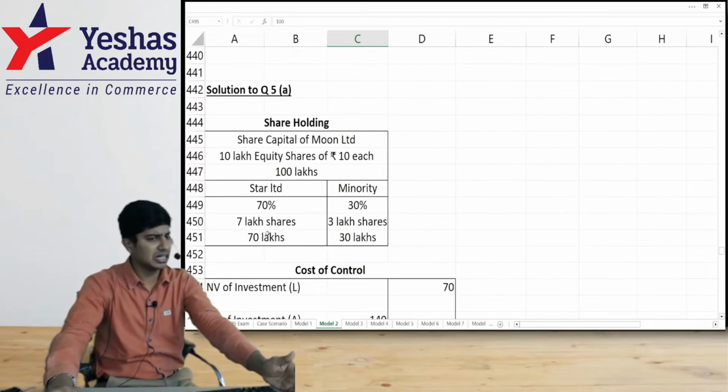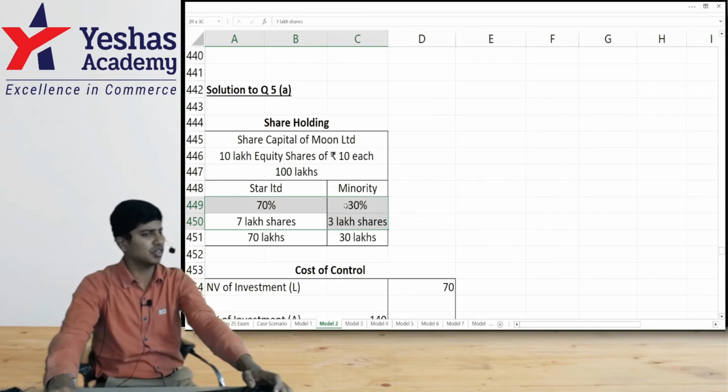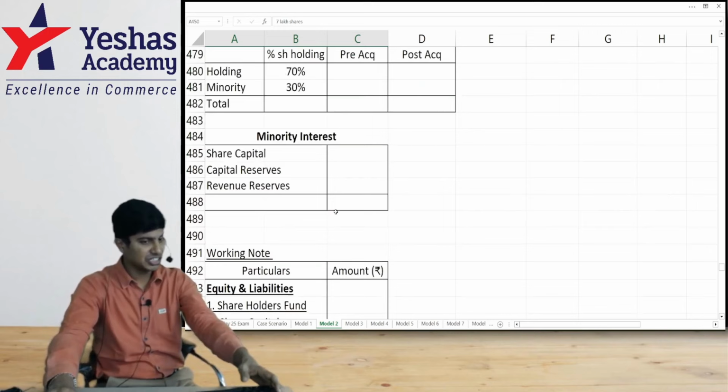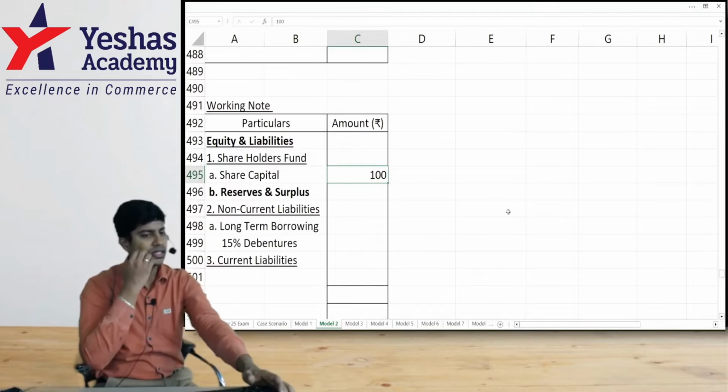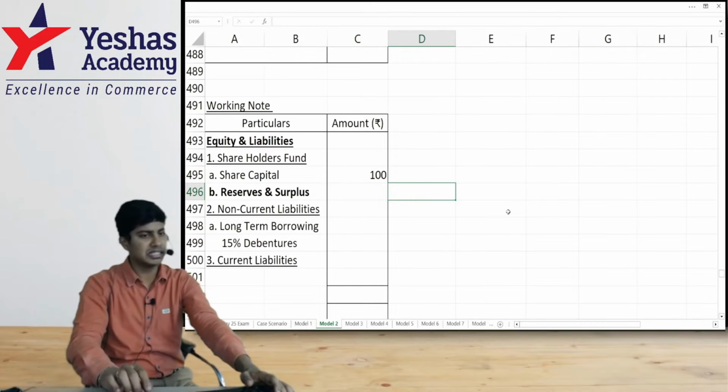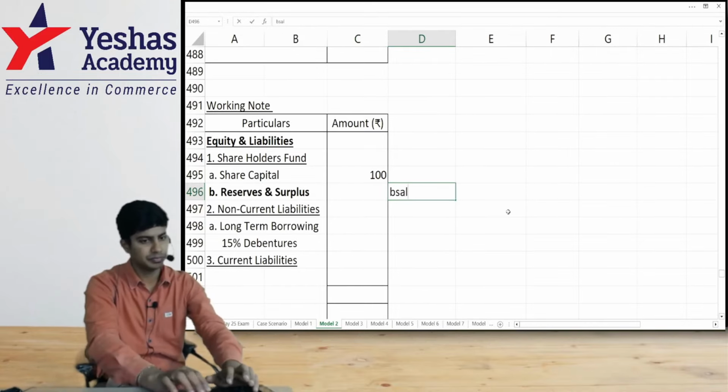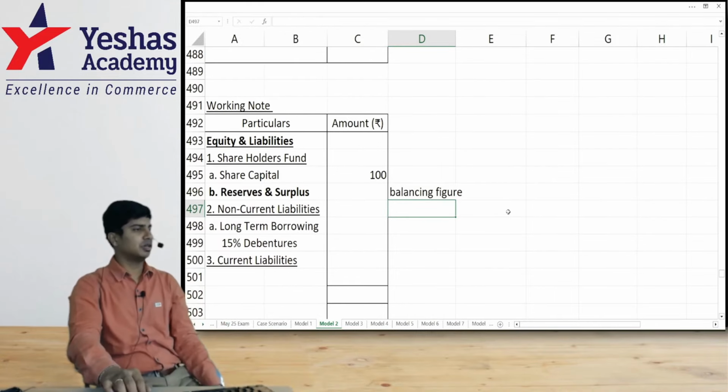We know, right? 7 lakh is the number of shares that we hold for 70%. So minority will have 3 lakh shares for 30%. Putting it together, it is 10 lakh shares, 100 lakhs. 10 lakh shares of rupees 10 each. Can I say the share capital is 100? Reserves and surplus? We don't know. This is the balancing figure that we're trying to find.